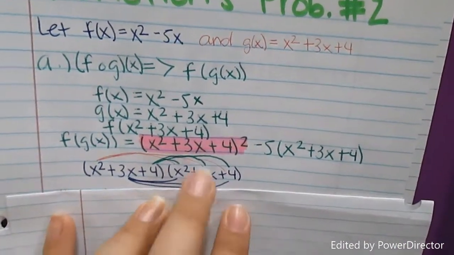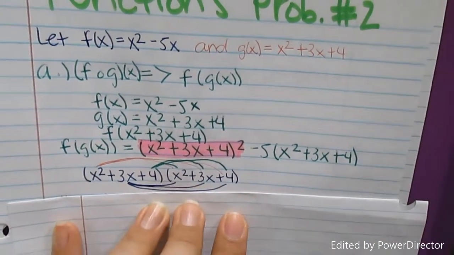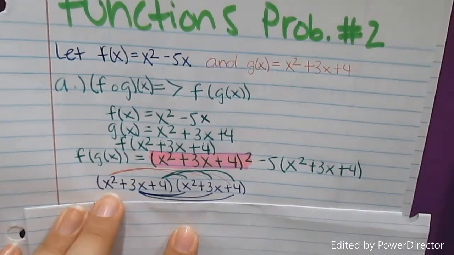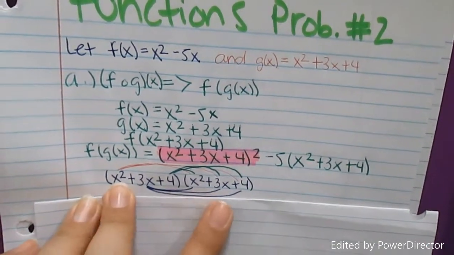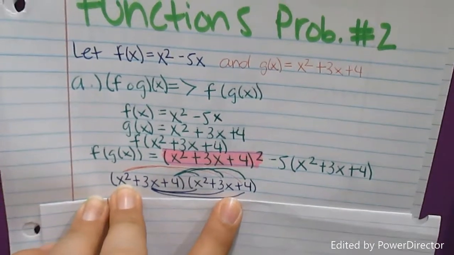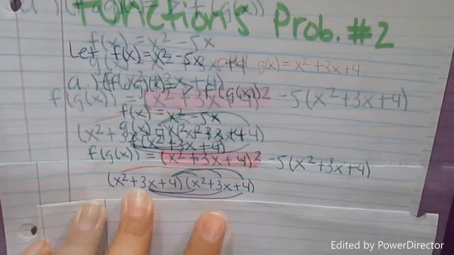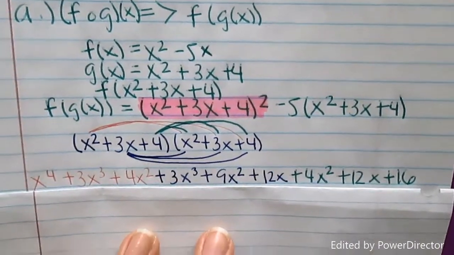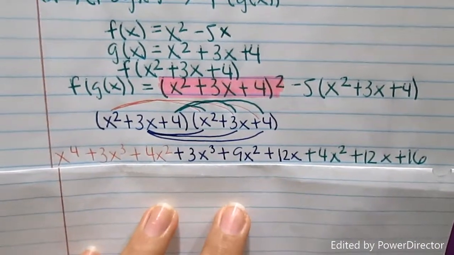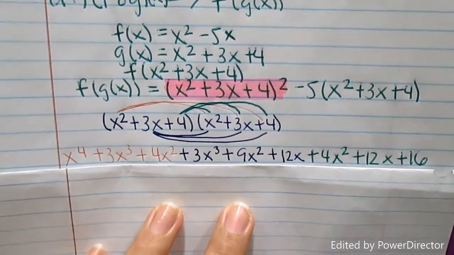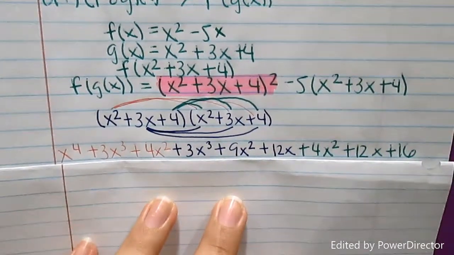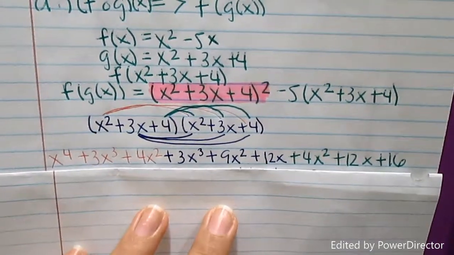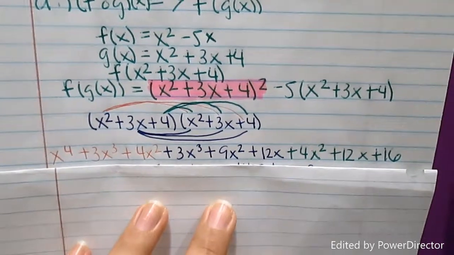And then the next thing you want to do is take this first part of the equation and distribute. So you would do x to the second times x to the second, and then x to the second times 3x, and x to the second times 4, and so on and so on. Once you've distributed all that, it comes out to x to the fourth plus 3x to the third plus 4x to the second plus 3x to the third plus 9x to the second plus 12x plus 4x to the second plus 12x plus 16.